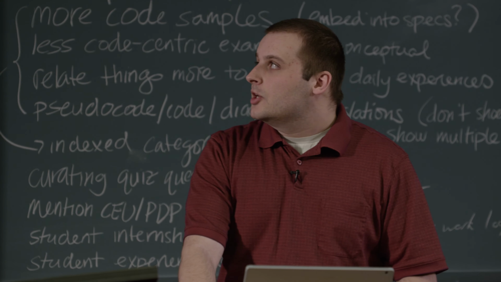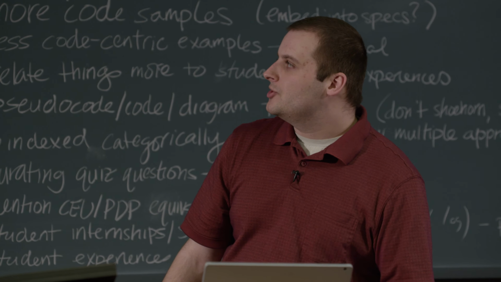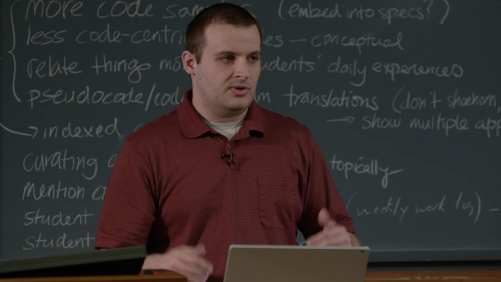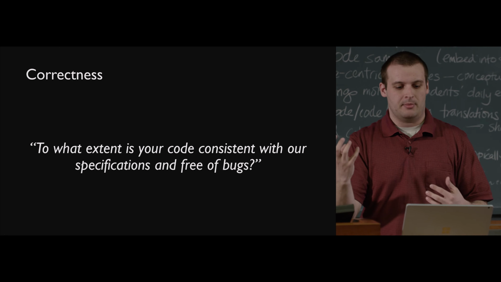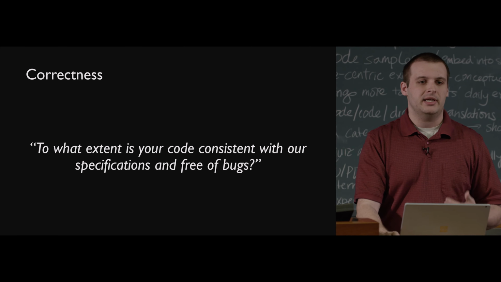So the second axis is correctness. Correctness asks the question, to what extent is your code consistent with our specifications? So not that you tried to implement the features, but did you actually do what we asked you to do in terms of the outputs being generated by your programs? And is your code free of bugs?